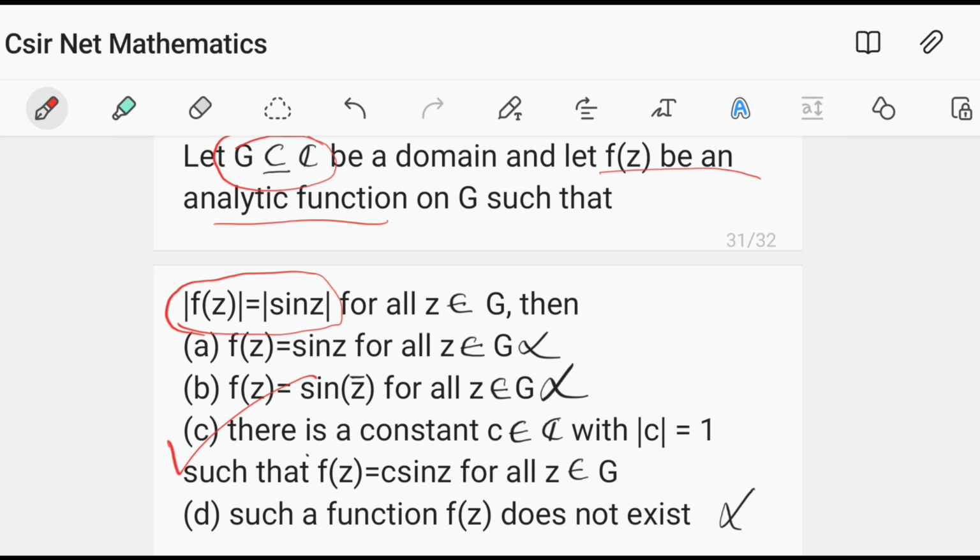Whenever you have such a question, when you remove the modulus sign itself, you will get f of z is equal to plus or minus sin z. Introducing a constant C there, mod C will be equal to 1, where C is equal to plus or minus 1. So by looking at the question itself, immediately you can point out option C is the right answer. Instead of working out all that, if you have much practice, by looking at the question you can make out the answer. I have explained it in a simple way, that's it. And option C is the correct answer.